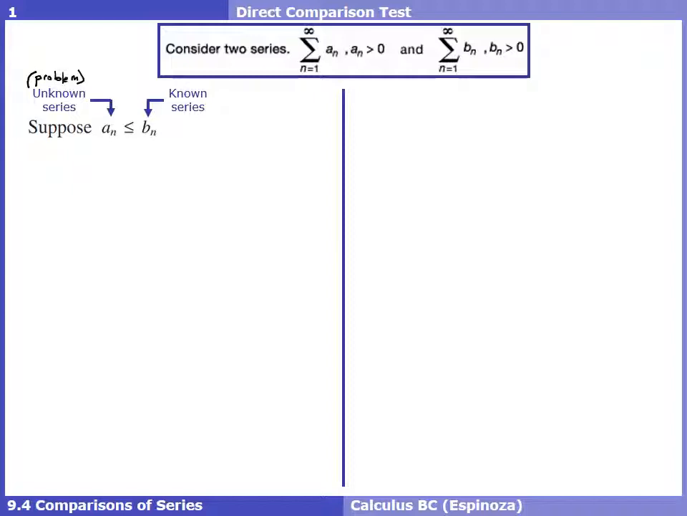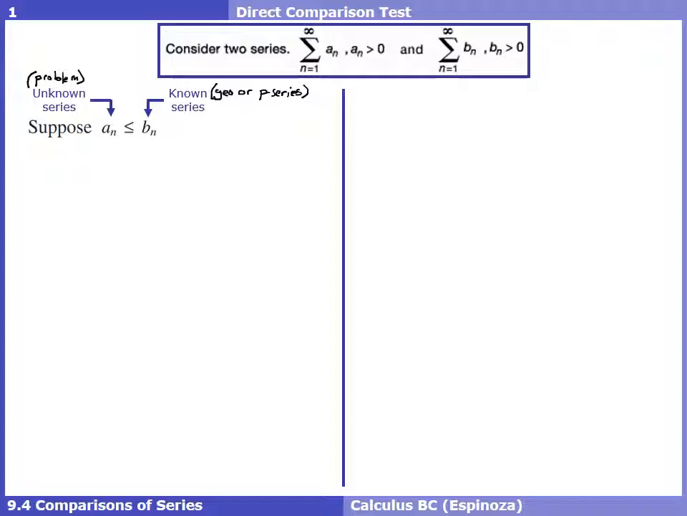Our B series is the known series, and really what that's going to be is some sort of geometric series, or maybe some sort of P series, because those are really the only two series that we know anything about. We know about geometric series, and we know about P series, so that'll be what our known series is.